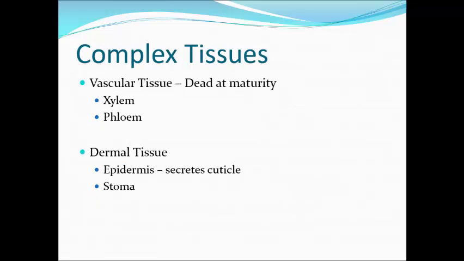For our complex tissues, you've got your vascular tissue, which is our xylem and phloem that we've talked about, and our dermal tissue, like our epidermis and our stomata. Our epidermis is that cuticle around the outside, and our stomata have the guard cells and all the other things that are components of those. So all of those are complex tissues.